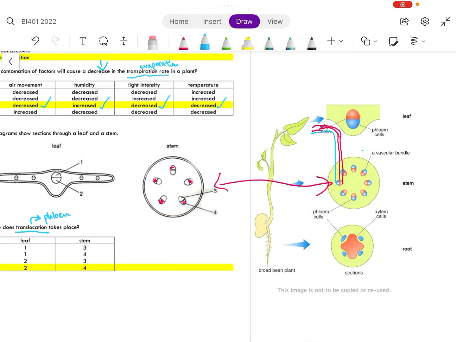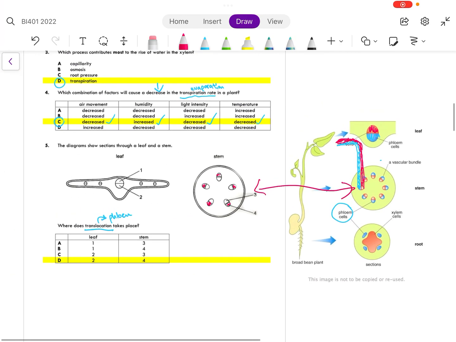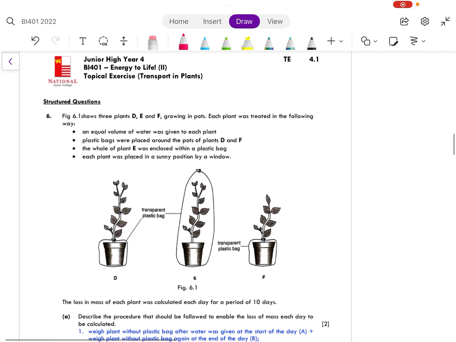So this is where the phloem is. The phloem is on the outside at the moment. You find that the phloem ends up at the bottom now, whereas the xylem, which was once at the inner side, when it ends up in a leaf, now ends up on top. So that's how I relate to why you find the phloem on the bottom when you look at the leaf, whereas in the stem, the phloem is found on the outside. Okay, so the answer is D. Next, let's look at question 6, structured question.